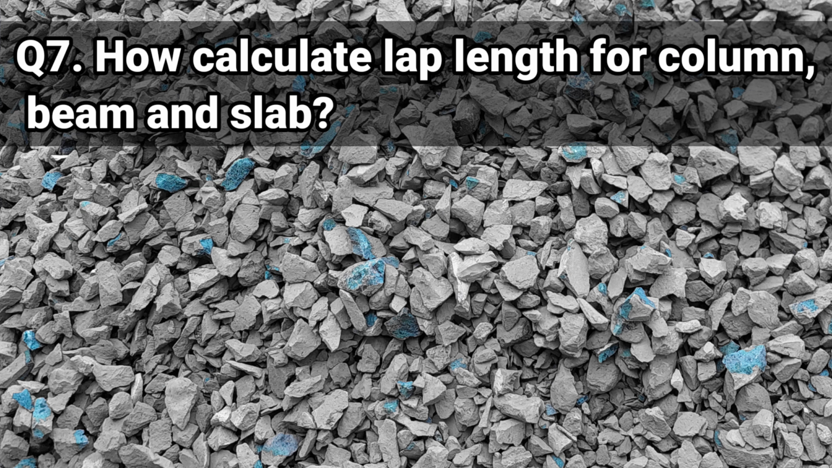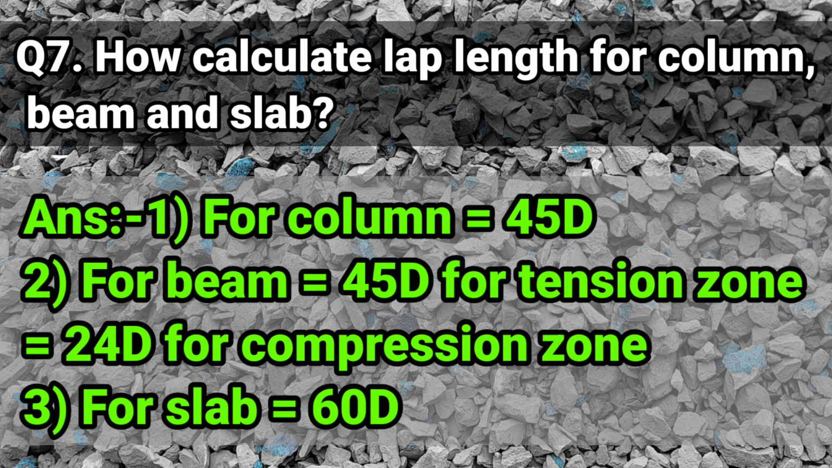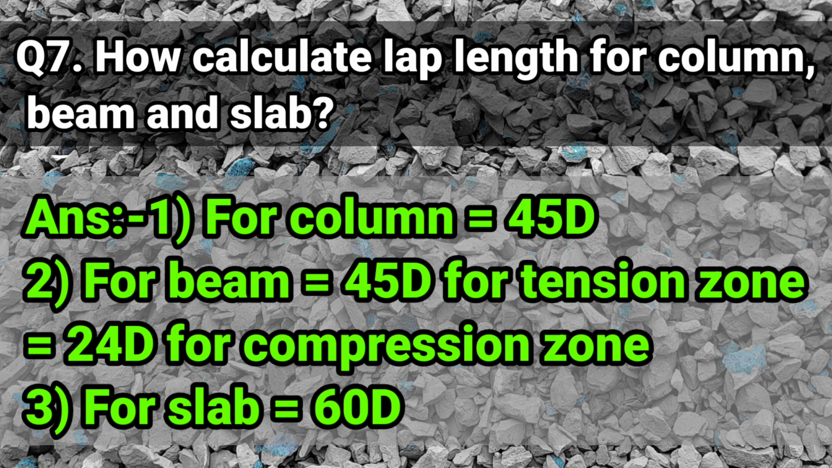How to calculate the lap length for column, beam, and slab? For column, the lap length is calculated according to 45D. For beam in tension zone, the lap length is calculated according to 45D, and for compression zone, the lap length is calculated according to 24D, and for slab, the lap length is calculated according to 60D.